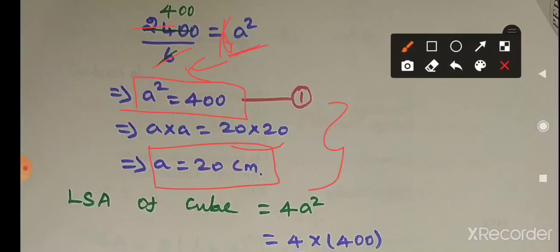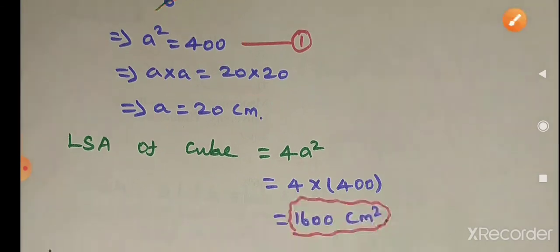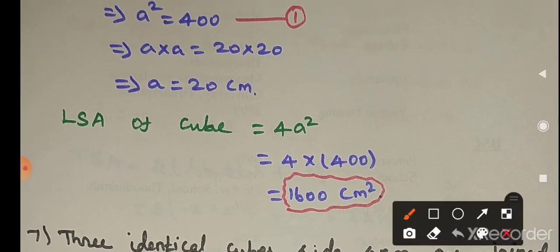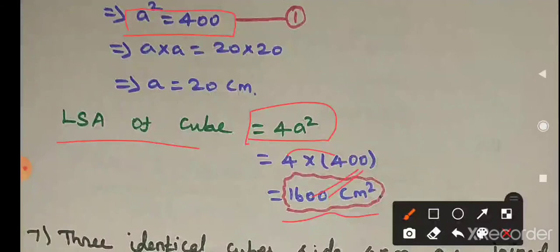Okay, now LSA. The LSA of a cube is 4a square. The formula we already know. We have to find only the LSA. So 4 into a square, and a square is 400. 4 into 4 is 16, 20 as it is. So 1600 centimeter square. The LSA of the cube is 1600 centimeter square.